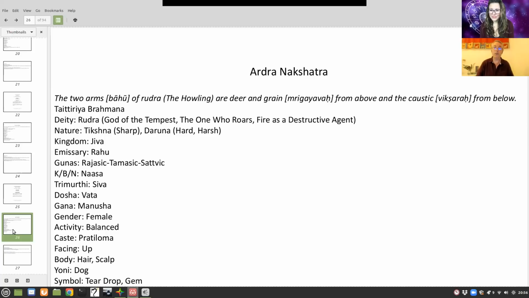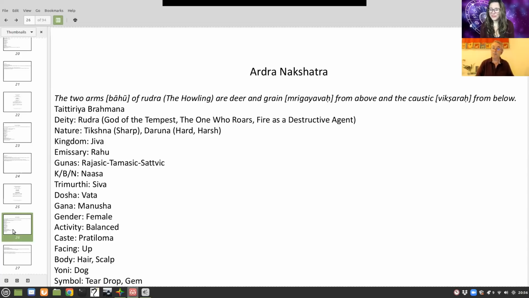Dhanishta Nakshatra will be plant. Shatabhishak Nakshatra will be animal. And then Purva Bhadrapada Nakshatra will be mineral. Uttada Bhadrapada Nakshatra will be plant. And believe it or not, Revati Nakshatra is animal.